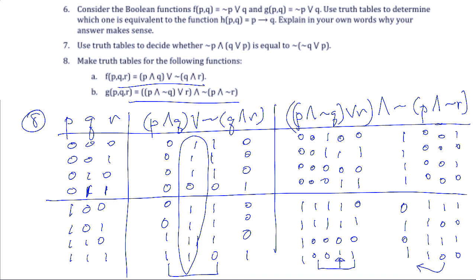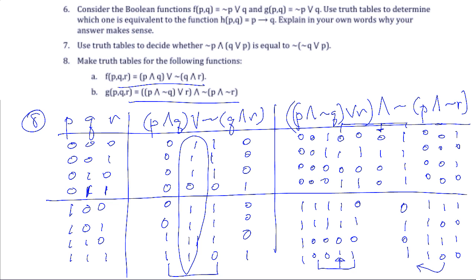And finally, I'm going to AND this column. I have to wait for it to save. Autosave takes a moment and knocks me out on the video. I'm going to do an AND of those two columns. And it's only true when they're both true.